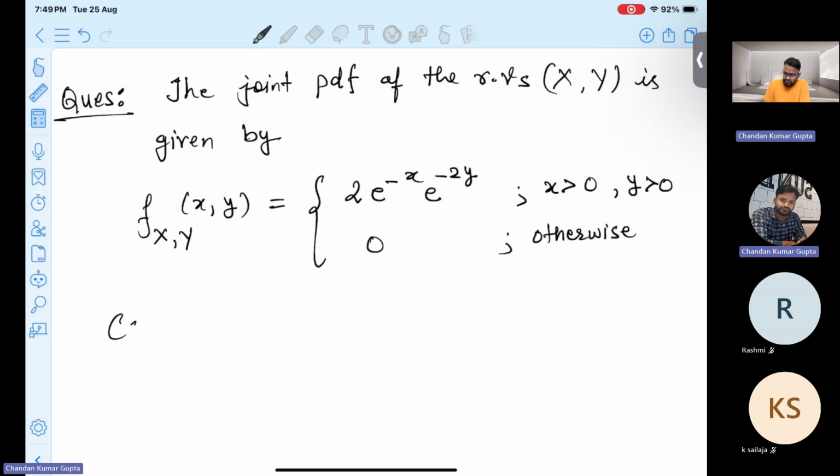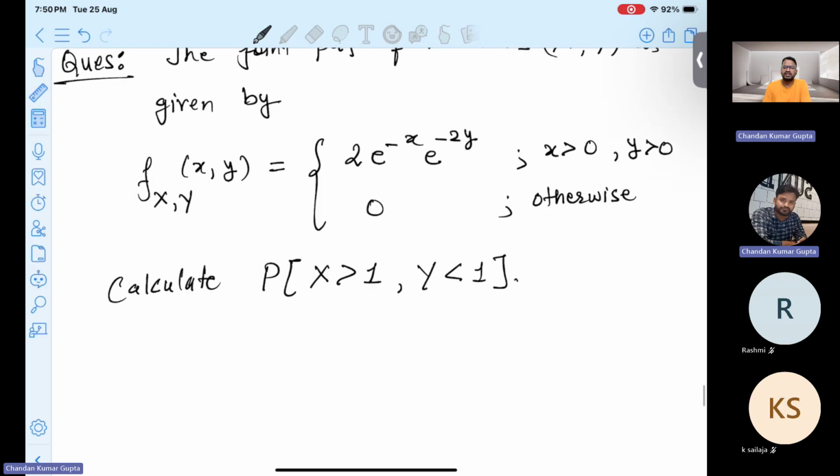Now calculate the probability that x is greater than 1 and y is less than 1. We need to find the joint probability that x is greater than 1 and y is less than 1 when the PDF is given. So this is a simple question actually. You only need to solve the integrals. You just need to calculate the probability.